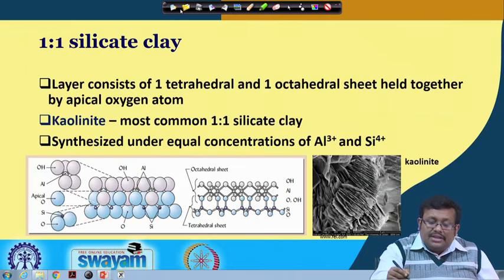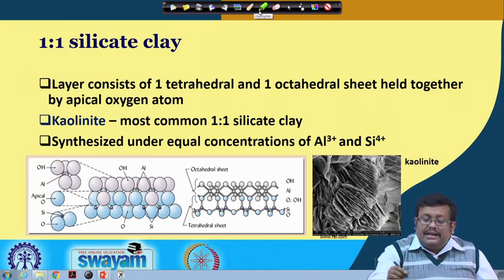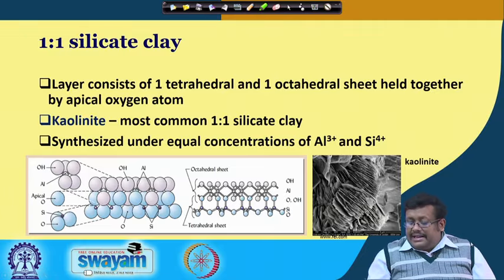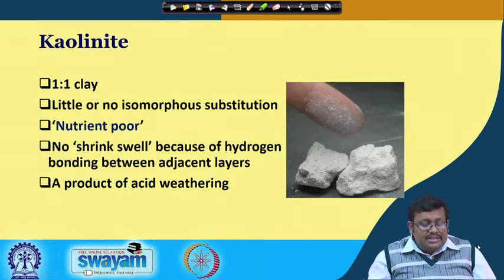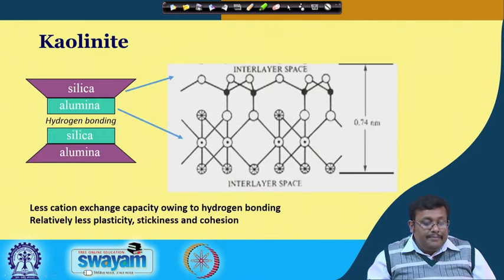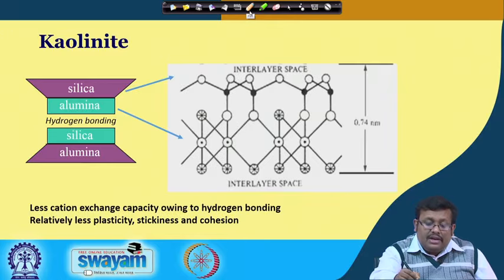So, that is the reason that this kaolinite cannot show any swell shrinkage properties, and obviously it is a product of acid weathering, and this is how a kaolinite will look like. It is white in color. Pure kaolinite is basically white in color, and this is the interlayer structure. Obviously, this is the layer structure of kaolinite.